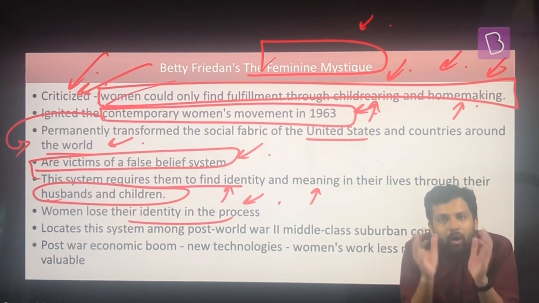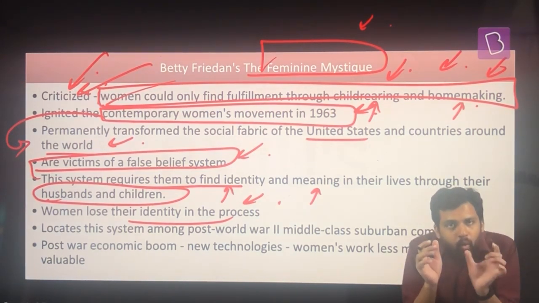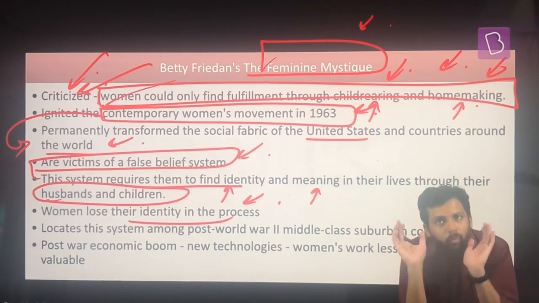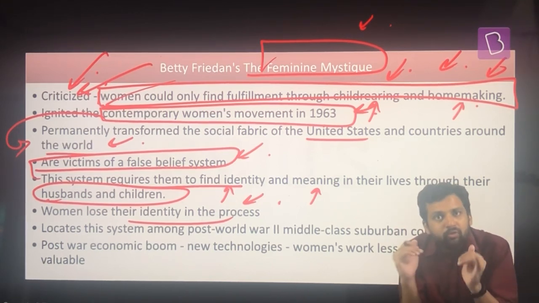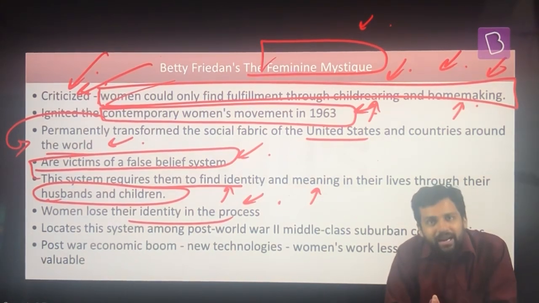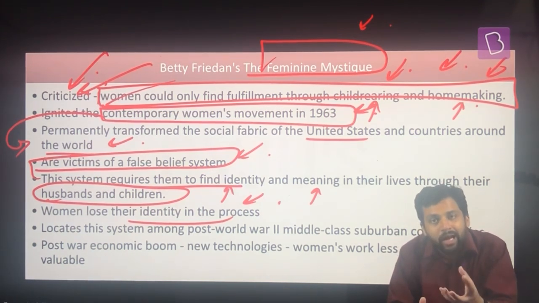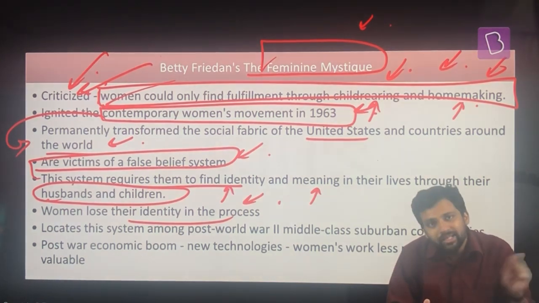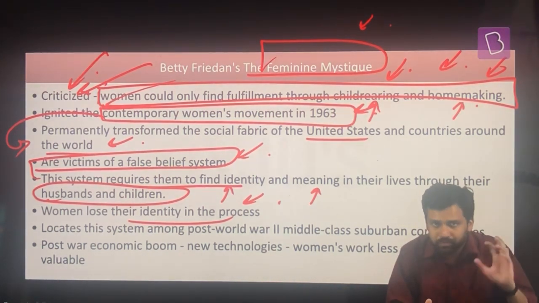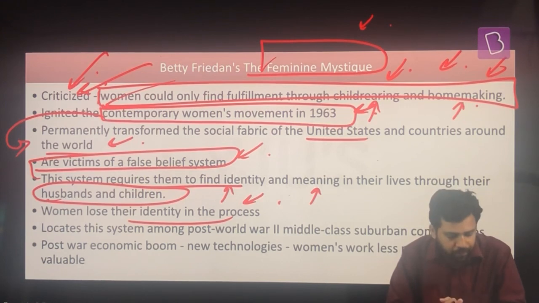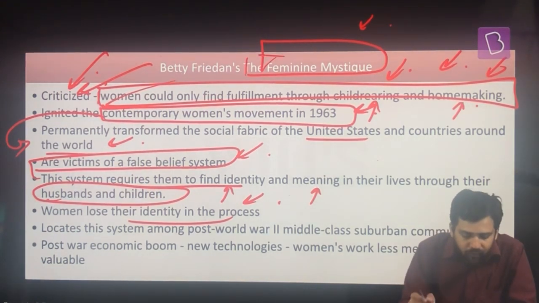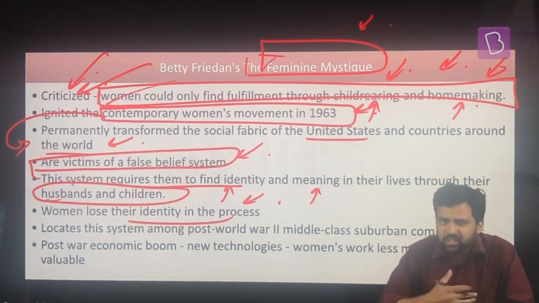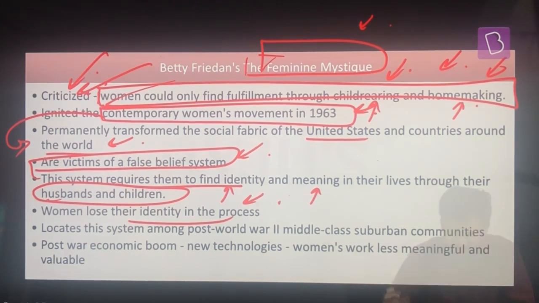So you are assuming that the only work of women is child rearing and homemaking. They are the ones who are responsible for this, and only if they are able to carry out these activities with elan, then only they will find their true self. So in this process, the reflection of their identity gets lost. So this is what The Feminine Mystique talks about, and she studies different post-World War II suburban communities, and she finds this thing.